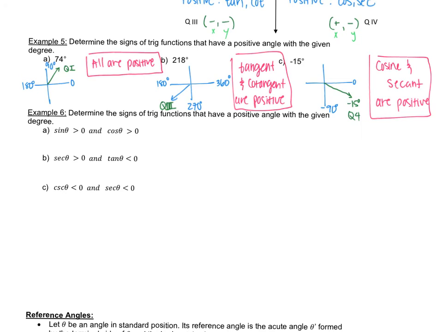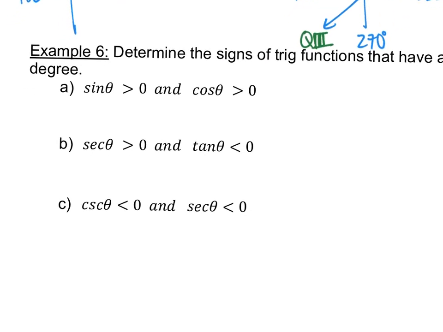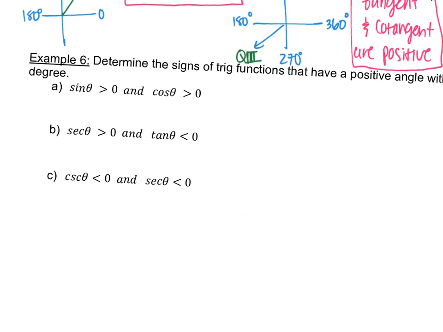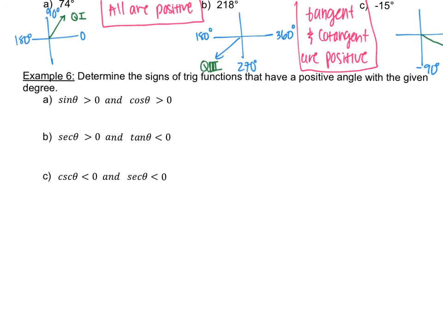So let's look at problem 6 or example 6. It says determine the signs of the trig functions that are positive angles within the degree. So let's zoom into our condition statement for a sec. So for me, I have to understand first that when I see these symbols here, greater than or less than, and it's being compared to 0, let's just step back for a moment and understand what that means. So I'll put a little note here for us.